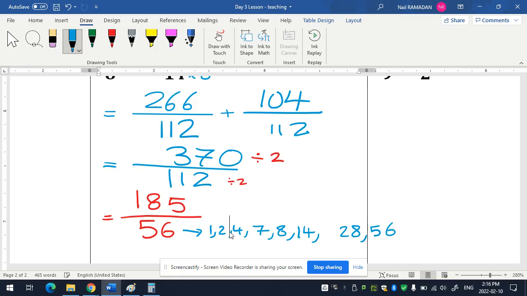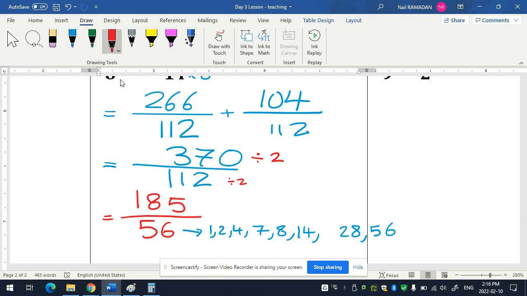So let's see. 1 times 56, 2 times 28, 4 times 14. That's it. Let's see if any of those numbers work for 185. Well, guess what? I can right off the bat tell you that none of the even numbers is going to work. 2 is not going to work. 4 is not going to work.